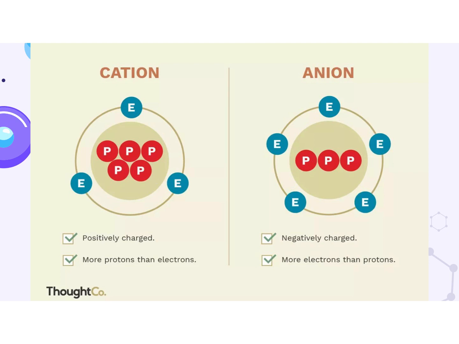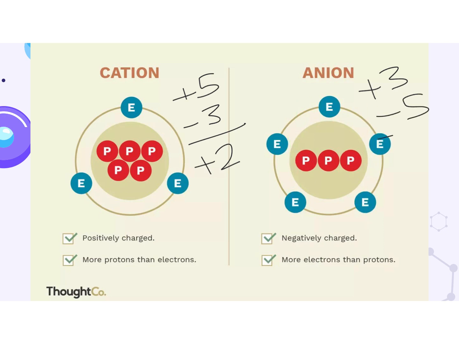So if you write that, you're going to be plus 5. And then you have 1, 2, 3 negative electrons, that's minus 3. So if you add those together, your overall charge is going to be plus 2 or positive 2. An anion is going to be the opposite. You see an anion has 3 positives, so it has plus 3, but it has 1, 2, 3, 4, 5 negatives, minus 5. So plus 3 minus 5 is going to give you a negative 2. That is where the anion comes from.